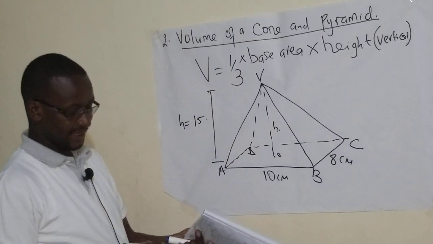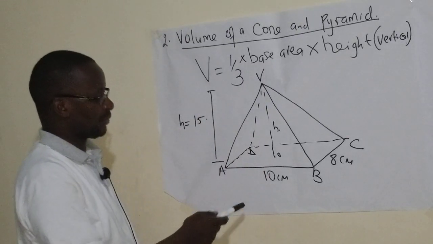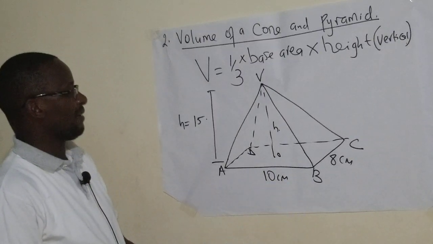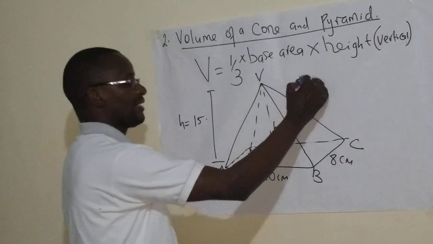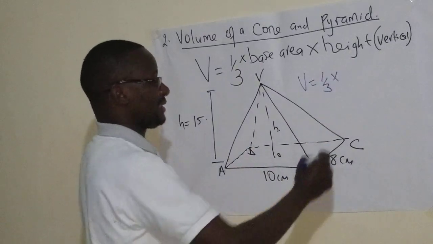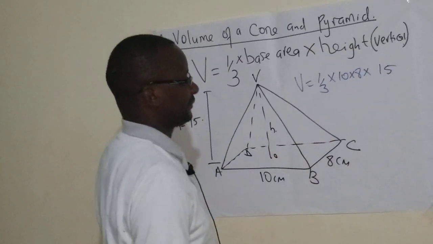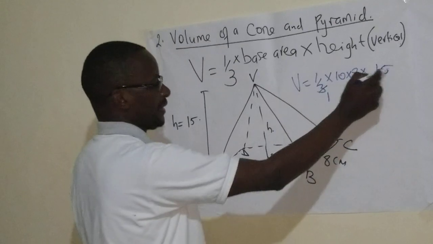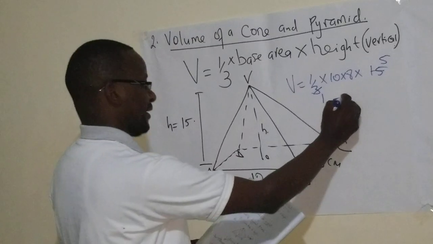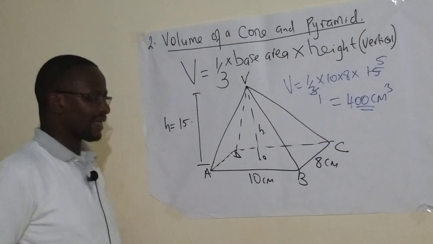So if you're given such a question, this one is a direct one. You will go ahead and you'll be able to get the volume. And the volume is given by a third base area. So in this case, V is equals to a third times base area, that is 10 by 8, times the height, which is 15. So if you multiply there, you'll get here 5. And I think that will be 400 cubic centimeters. So this is a direct question.